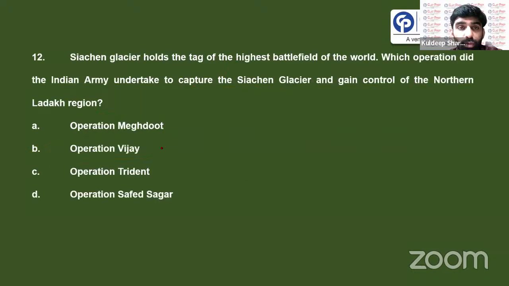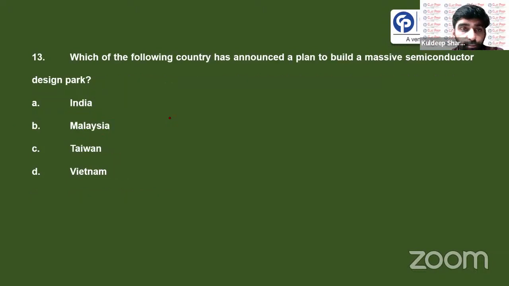Moving on. Siachen Glacier holds the tag of the highest battlefield of the world. Which operation did the Indian Army undertake to capture the Siachen Glacier and gain control of the northern Ladakh region? So we've done it earlier also. Today also it has come up in news. Siachen Glacier was in news, so that's why I have asked this question. So the answer will be Operation Meghdoot.